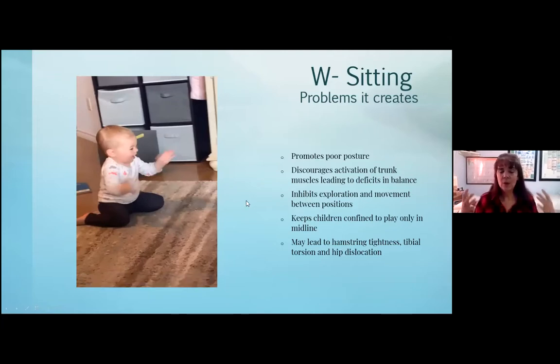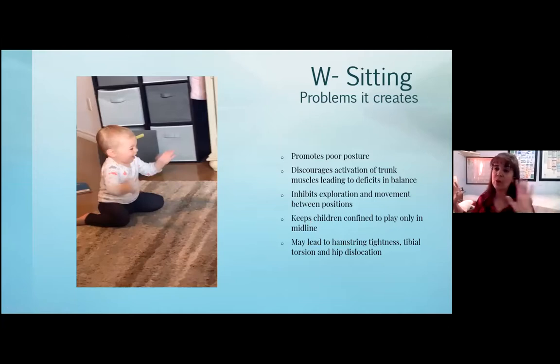So the reason kids with hypotonia or even kids with hypertonia like to W sit is that it allows them to lock their pelvis between their legs, right? So it gives them external stability. So they don't actually have to use their own trunk muscles to sit. So it's a cheat. But it gets in the way of their movement patterns. So they can't rotate in and out of this position easily.